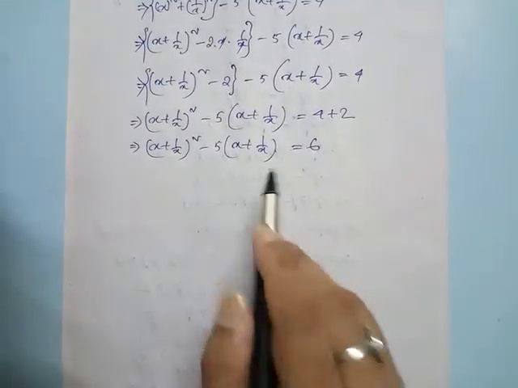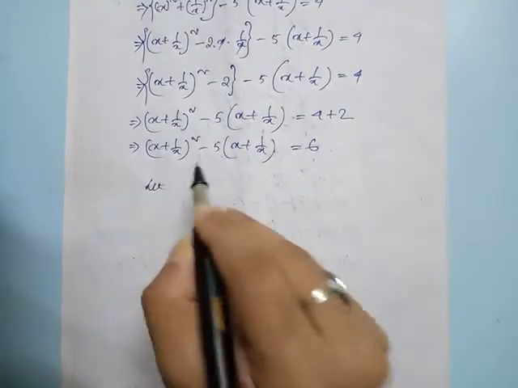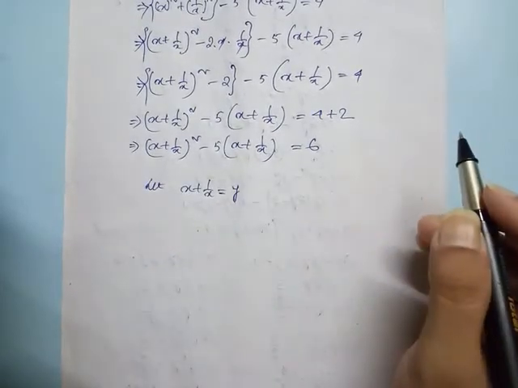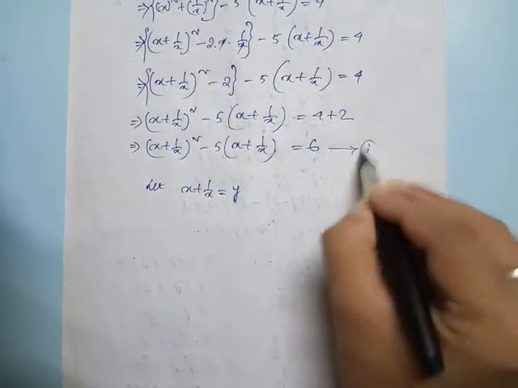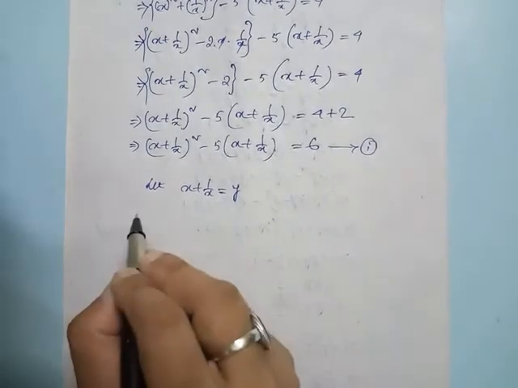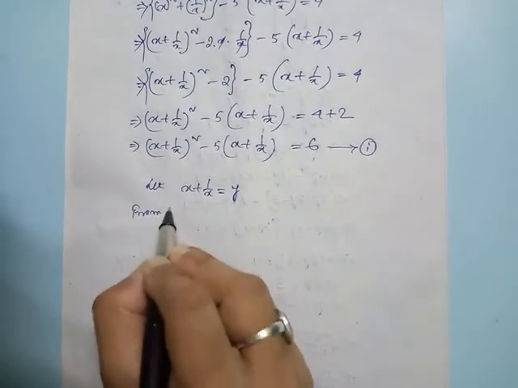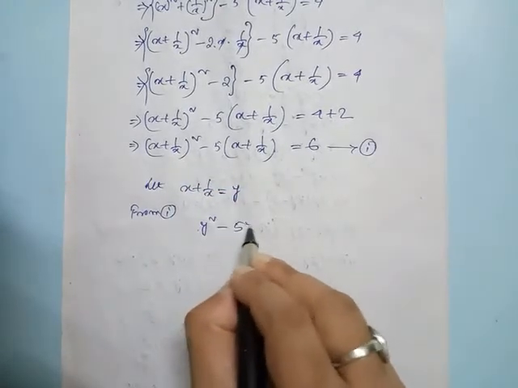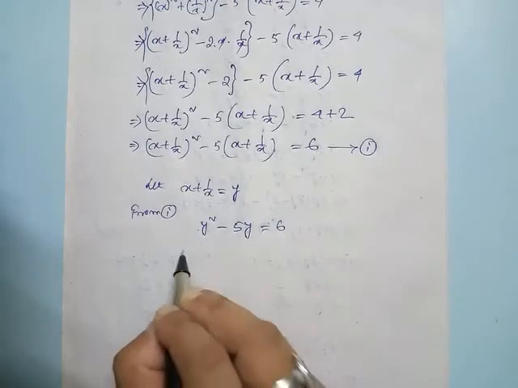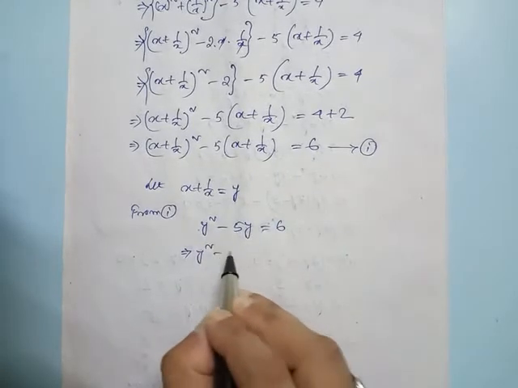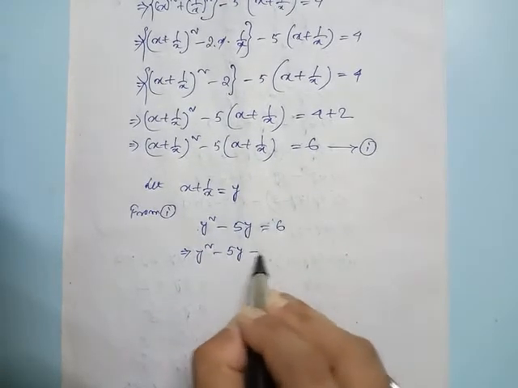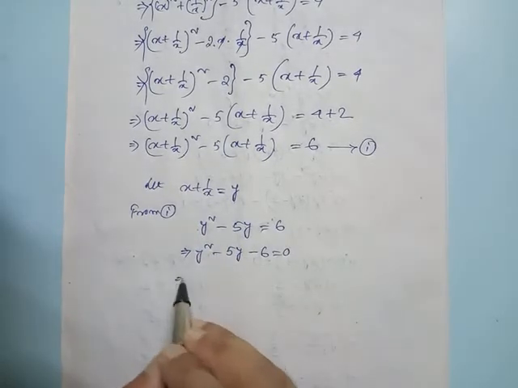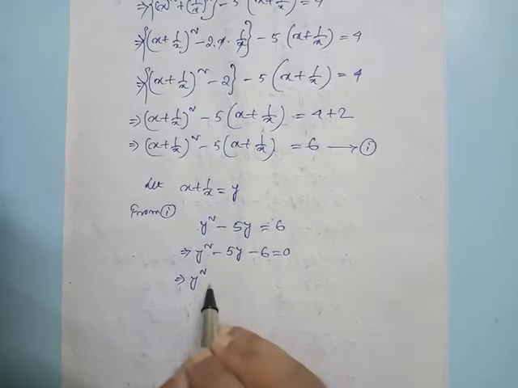Now student, let x + 1/x = y, and take this as equation number 1. Then from 1 this becomes y² − 5y = 6. Now if you take 6 to this side it becomes −6 equal to 0. This is a quadratic equation. Now we'll go for middle term factorization.